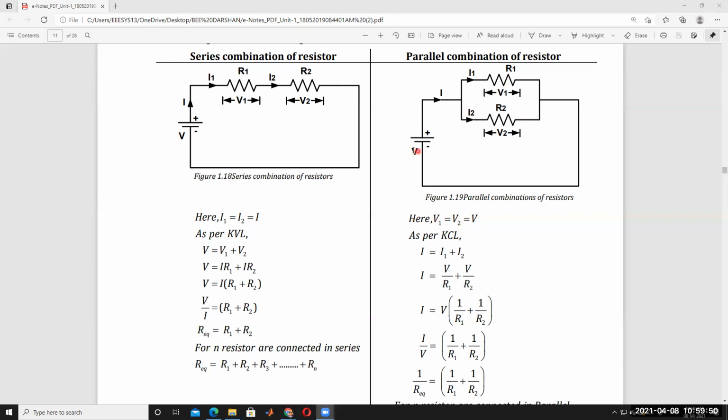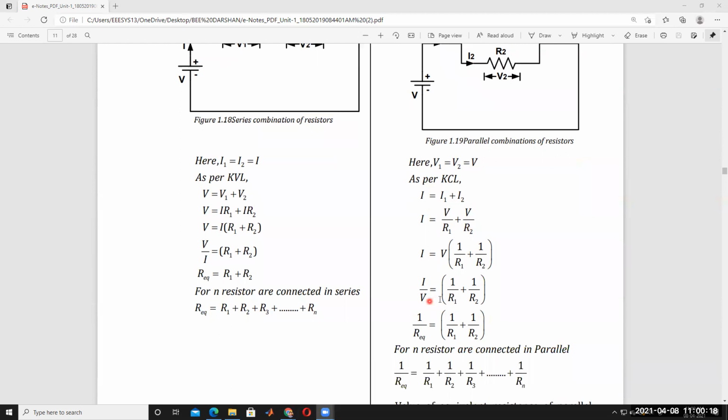So in a parallel circuit, the current I is dividing into two branches. Because the two branches are connected in parallel, the current divides like this. I is equal to I1 plus I2. Then I1 is equal to V1 divided by R1. What is the voltage drop here? V1. Then V1 is equal to V, so V divided by R1, and here also V divided by R2. I is equal to V divided by R1 plus V divided by R2. Then I is equal to V into 1 by R1 plus 1 by R2. Then I by V is equal to 1 by R1 plus 1 by R2. So 1 by R equivalent is equal to 1 by R1 plus 1 by R2.